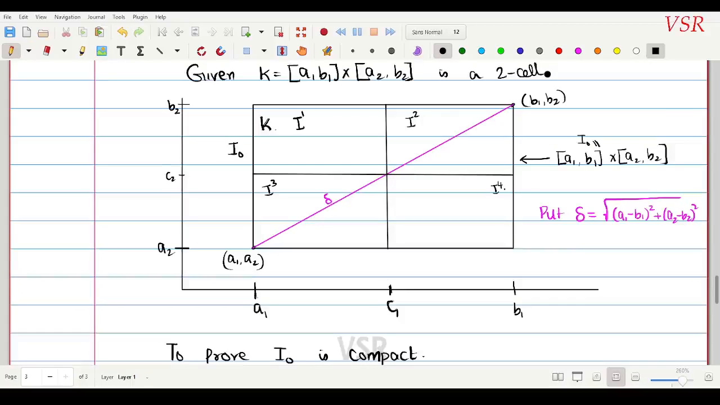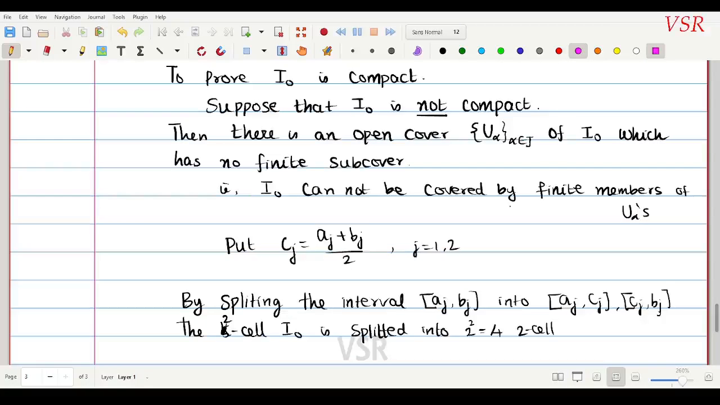And note here that the whole I0 cannot be covered by finite members of V alpha, that is, finite members of U alpha. I0 cannot be covered by finite members of U alphas.